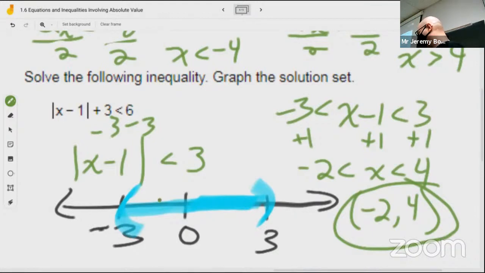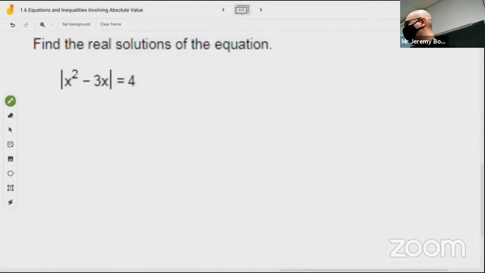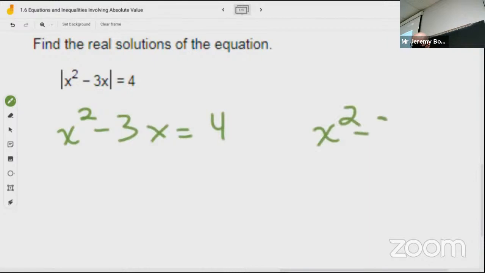All right, this last one, this one's interesting. It's an equation involving absolute value, and it's already set up. You have the absolute value by itself on the left-hand side, a positive real number on the right. So what we do is we say, well, x squared minus 3x could equal 4, or x squared minus 3x could equal negative 4.